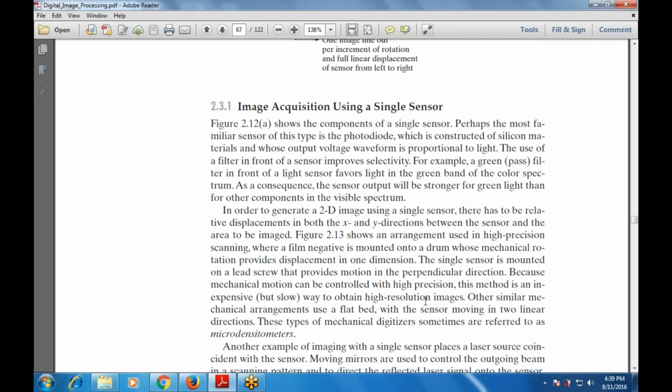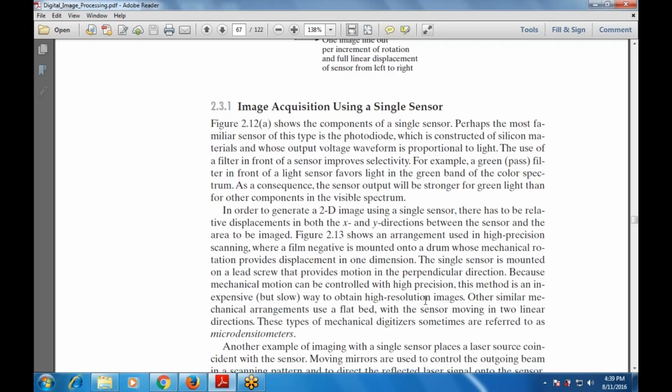Other similar mechanical arrangements use a flat bed with the sensor moving in two linear directions. These types of mechanical digitizers are sometimes referred to as microdensitometers.